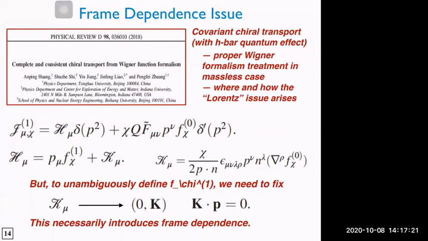Now, some of you perhaps are familiar with the Wigner function formalism, and some are not. But in general, you do a semi-classical expansion of a physical quantity, let's say the chiral current, the right-handed current or left-handed current. The zeroth order is the classical current.